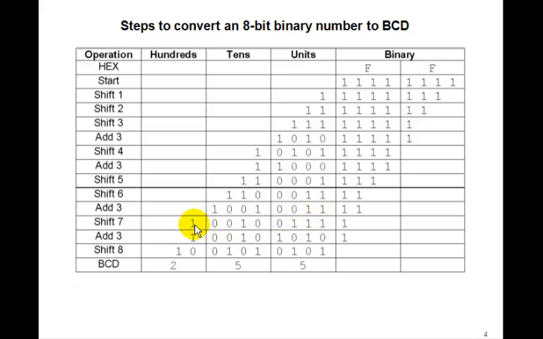Shift again, we have 1, 2, it's okay, 7, so we add 3 to get 10. Shift it the 8th time, and we're done. So we have 1, 0 here, which is 2, 1, 0, 1 is 5, 1, 0, 1 is 5. So we get 255 for the decimal equivalent of FF. So that's how it works.